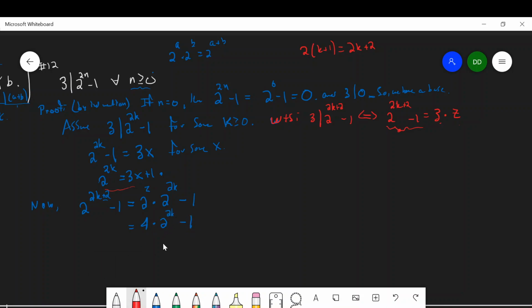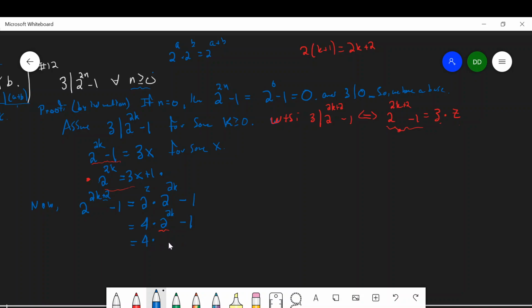And look, if you didn't solve for 2 to the 2k yet, now it should be clear that you should. And why we would want to is, well, we have 2 to the 2k right here, and I have an expression here that involves 2 to the 2k. So we solve for 2 to the 2k. We see it's 3 times some integer plus 1. So let's go ahead and write that down.